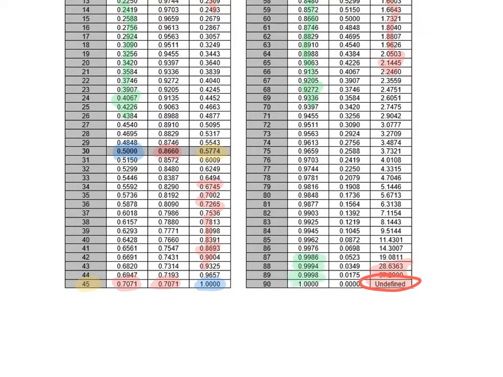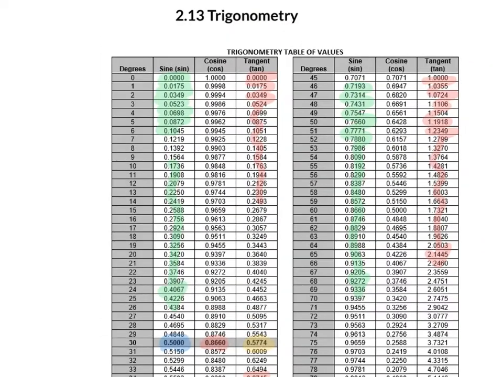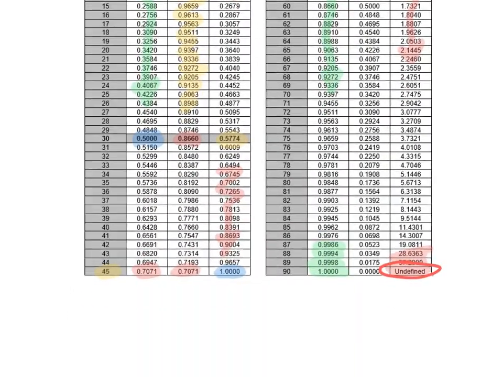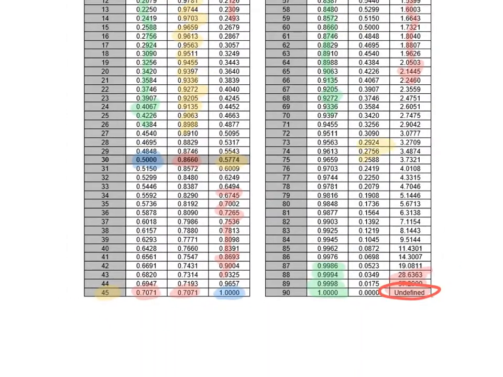Interesting. Sine maximizes at 1. How does cosine work? Well, cosine looks like it starts at 1, getting smaller, smaller, smaller. Where does it end up? Let's see where it ends up. So as it comes down, it zeroes out.